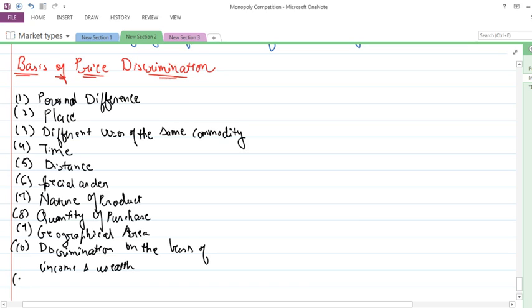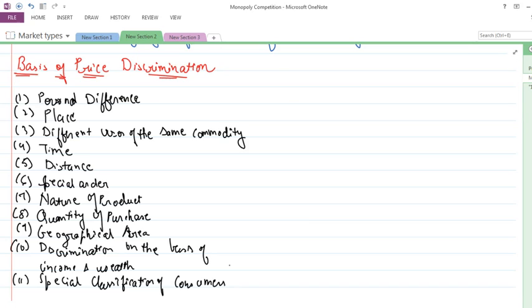In the same manner, the 11th basis of price discrimination is special classification of consumers. Special classification of consumers means transport authorities such as railways and roadways have concessional rates for students and daily travelers, whereas different rates are charged for different classes of traveling, like first class, economy class, second class, AC, third AC, 3-tier AC, 2-tier AC.